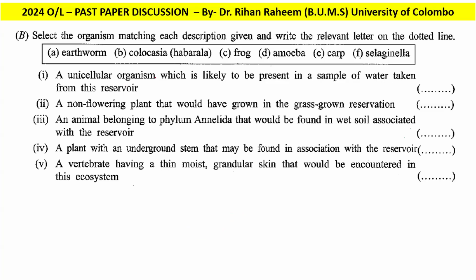A unicellular organism which is likely to be present in a sample of water taken from a reservoir. Okay, normally all these protozoa are there in reservoirs or ponds or lakes. So here they have given only the amoeba, no? Amoeba, paramecium, any of those can come. So answer is D.